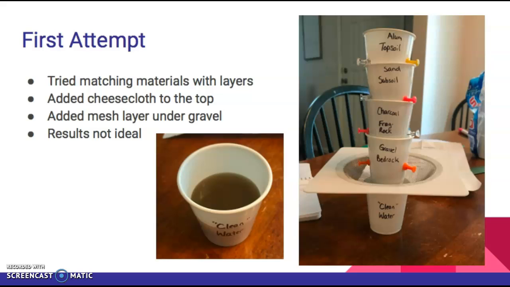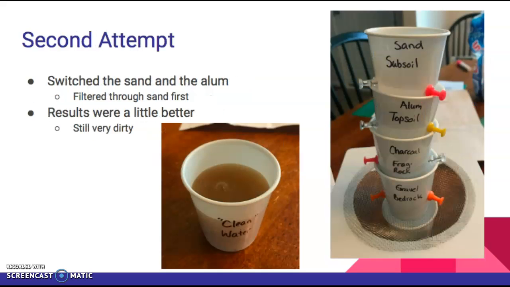I put the cheesecloth on the top, and I did add the mesh underneath the gravel, and I had very dirty water. So switching it up, on my second attempt, I switched the sand and the alum, so I filtered through the sand first. The results were a little bit better, but still really dirty.